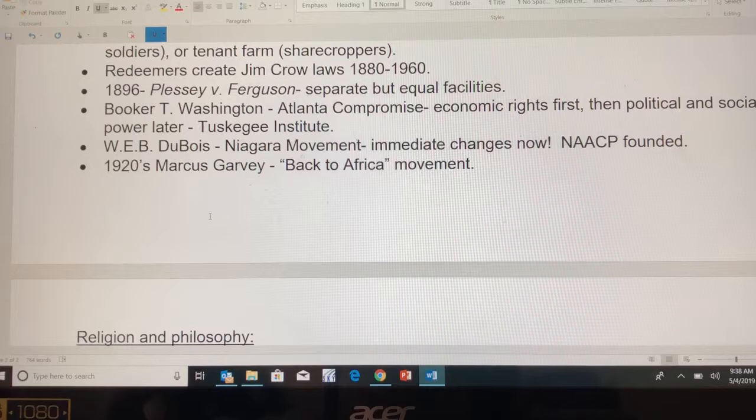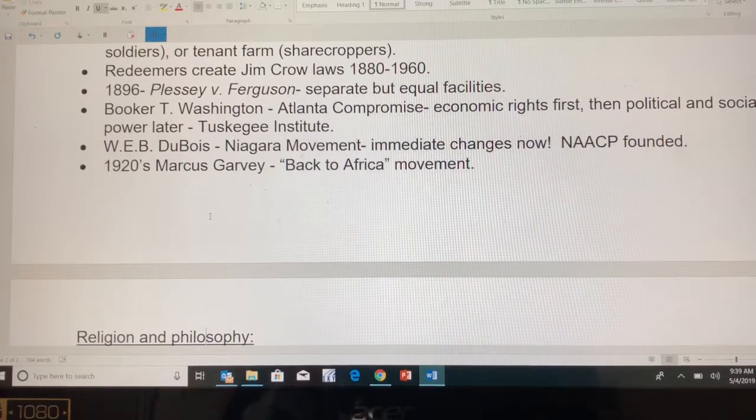We're going to see the Redeemers create the Jim Crow laws that will last all the way up to the 1960s, and this is what the Civil Rights Movement is fighting. We'll see these Jim Crow laws are allowed to stay on the books because of a case, Plessy versus Ferguson. We know Homer Plessy is trying to get on a railroad car. He is 1/8 black, and the Supreme Court, they don't specifically say separate but equal, but they said that as long as they're adhering to the 14th Amendment, separation could occur. And so this is when we see the separate but equal facilities created. We know they're separate but not inherently equal.